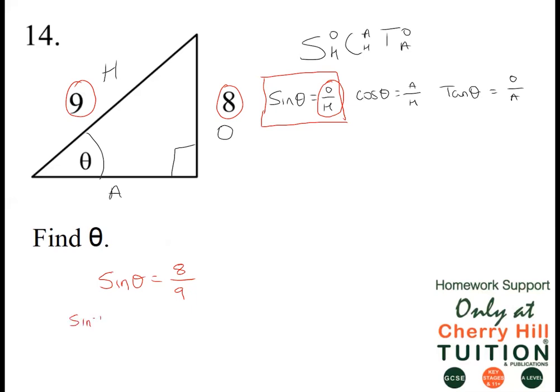So sine inverse of sine theta is equal to the inverse sine of 8 over 9. This leaves us with theta on the left-hand side and sine inverse 8 over 9 on the right-hand side. Now, if we plug this into our calculators, what we get is 62.73 degrees. Okay, and that's your answer.